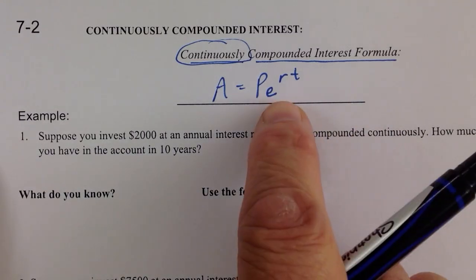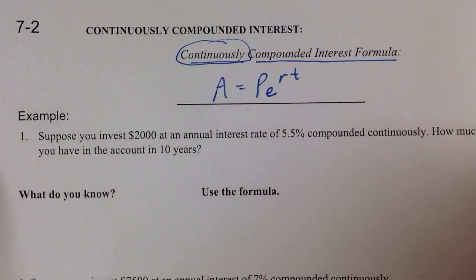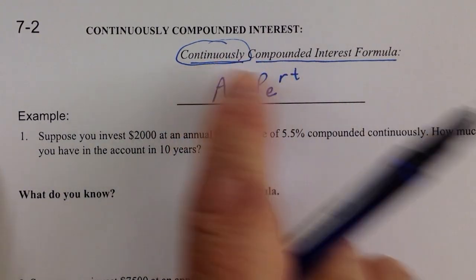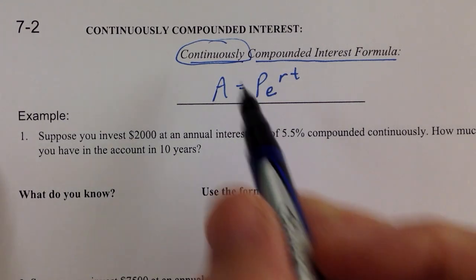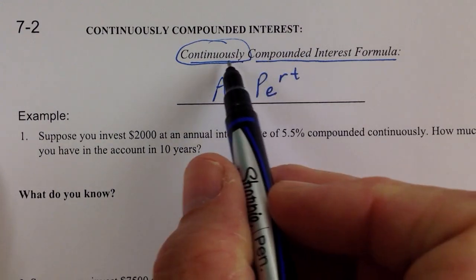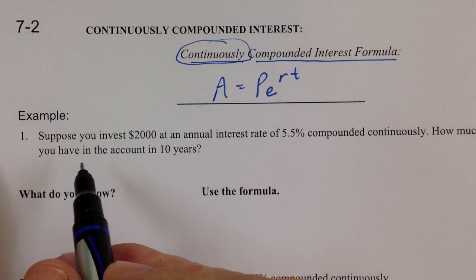But remember, we are only allowed to use this formula when the interest in our account is being compounded continuously, and there's the other formula that you already learned when the interest is compounded n times per year. So that's another lesson, but for today we're going to be talking about only interest that's being compounded continuously. So let's talk about this first example.